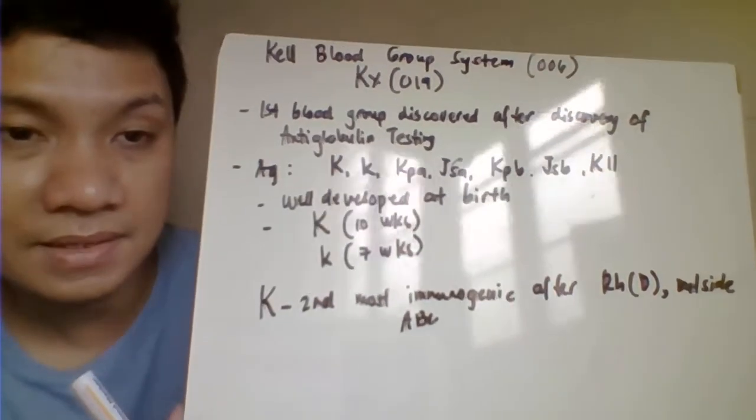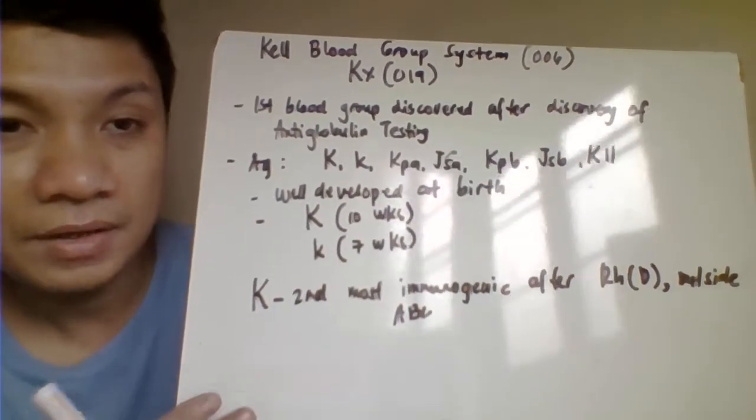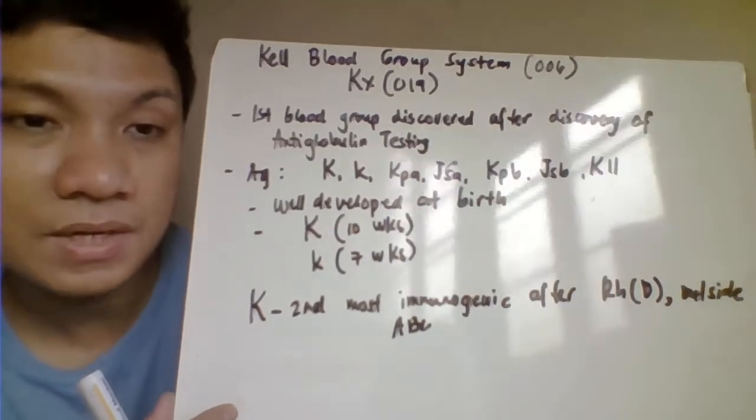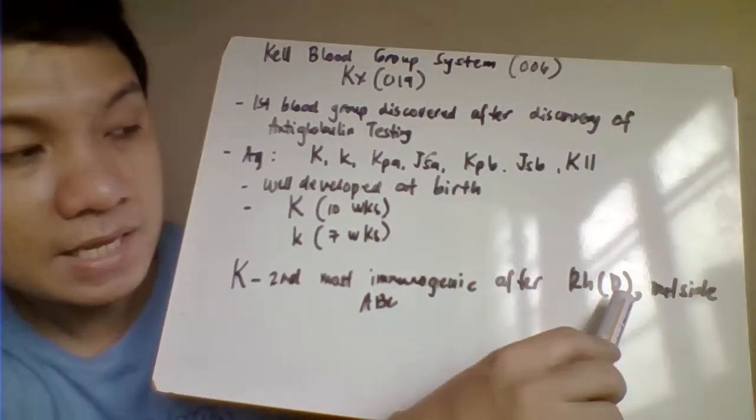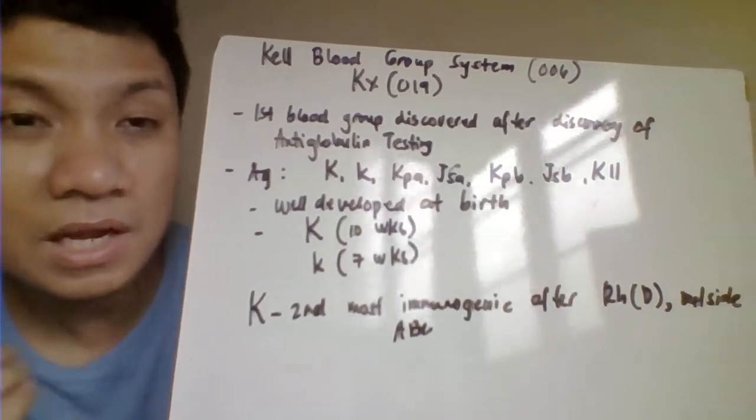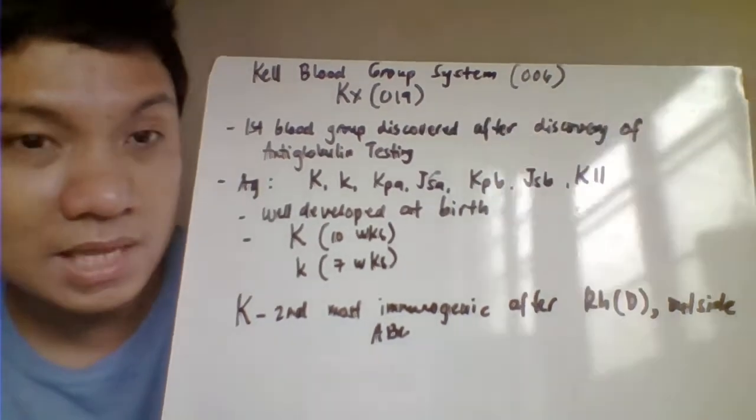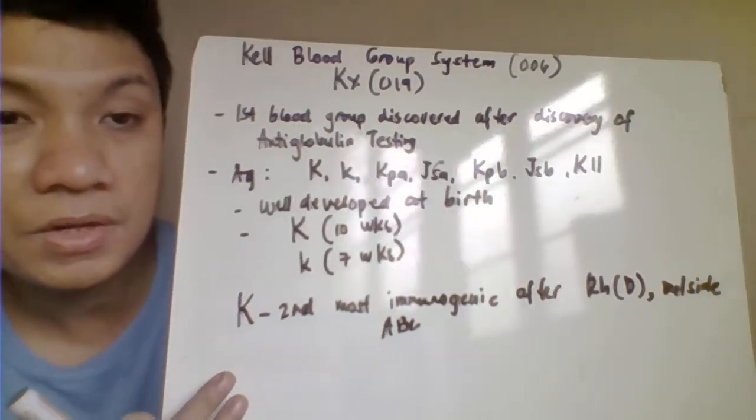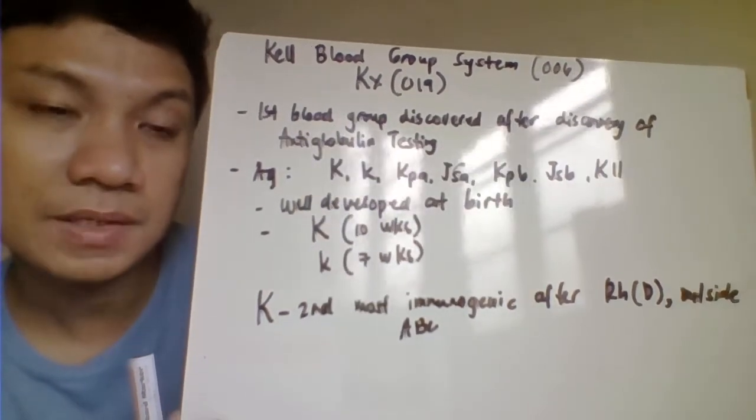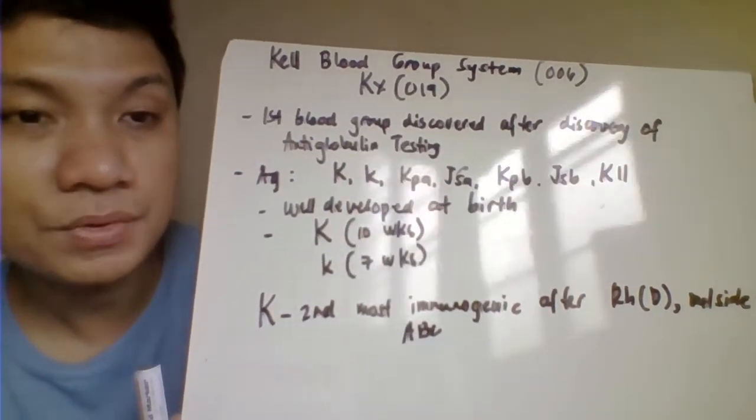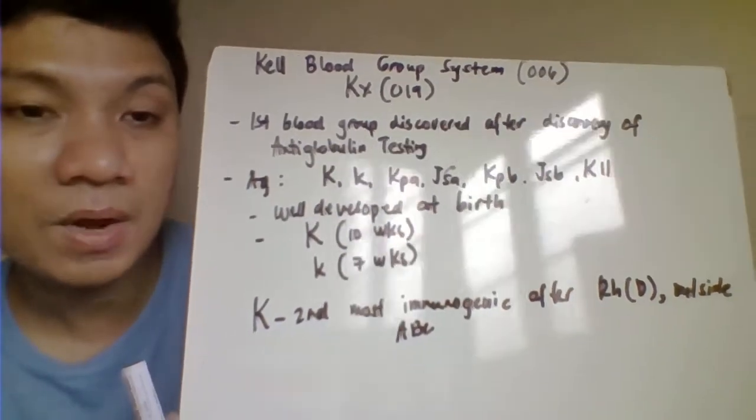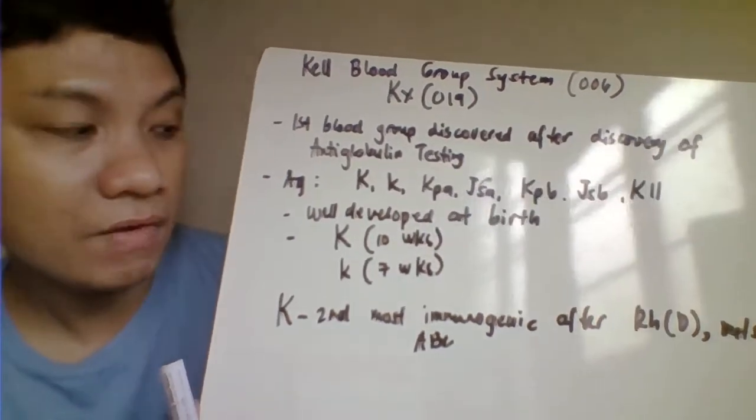Among the antigens belonging to the Kell blood group system, the big K is usually considered the second most immunogenic antigen after your RhD antigen, outside the ABO blood group system. Meaning to say, the most immunogenic is ABO, followed by D, and finally the third one is K. The big K antigen is produced at 10 weeks, and the small k is produced at 7 weeks, making this one well developed at birth.